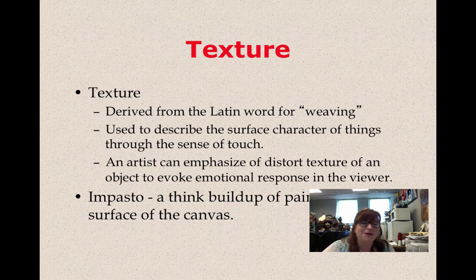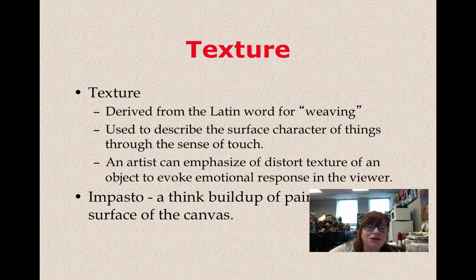So the next element we're going to look at is texture. And texture comes from the Latin word for weaving. If you think of a weaving, weaving has lots of texture. And texture is a word used to describe the surface character of things through the sense of touch. And an artist can emphasize or distort texture of an object to evoke an emotional response in the viewer.